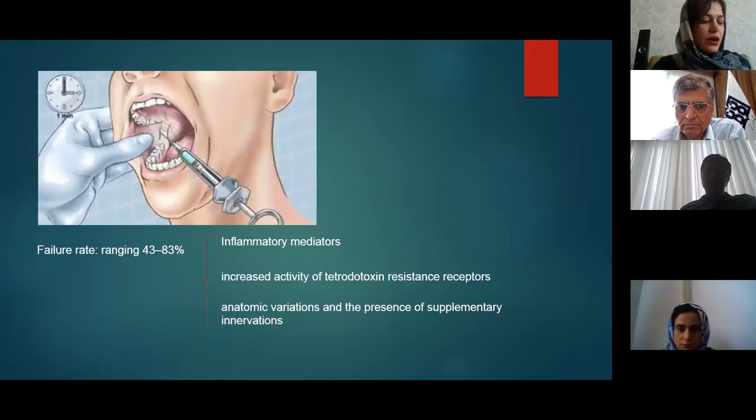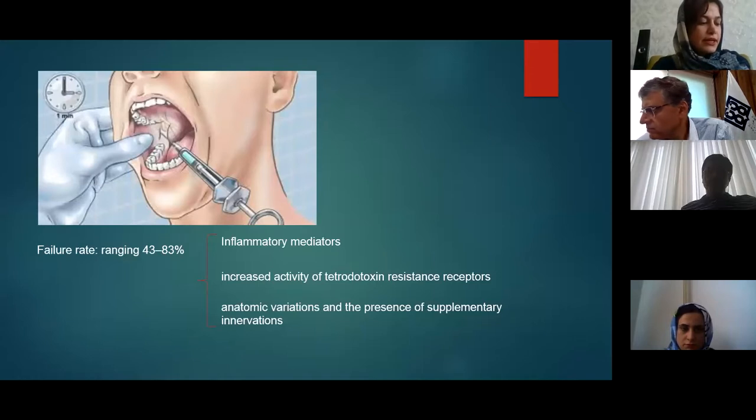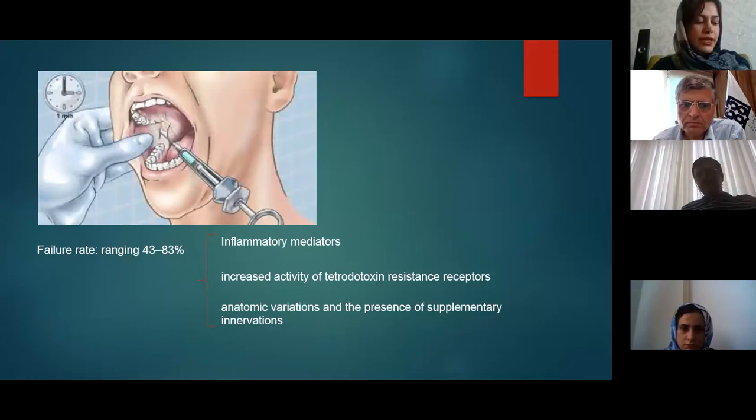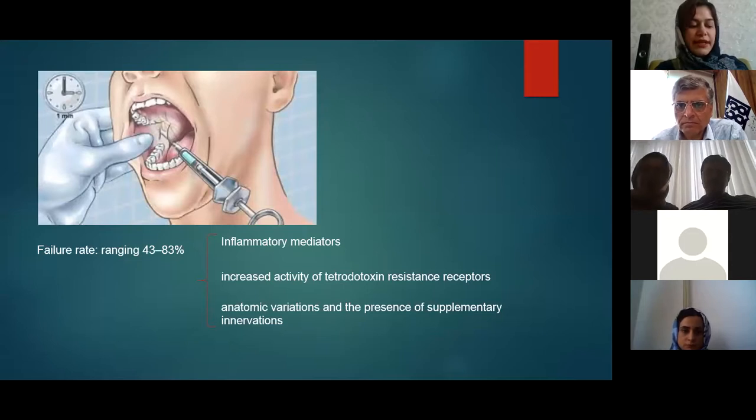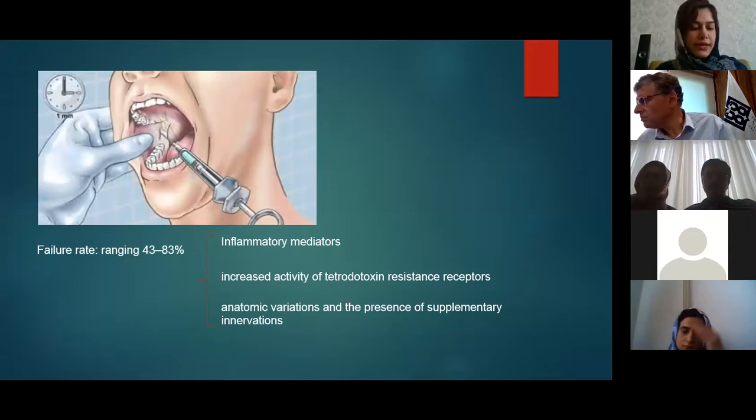Inferior alveolar nerve block is the most commonly used technique for root canal treatment. The anesthetic solution is deposited in the pterygomandibular space. The lingual, buccal, and mylohyoid nerves are not affected. The failure ranges from 43 to 83%.